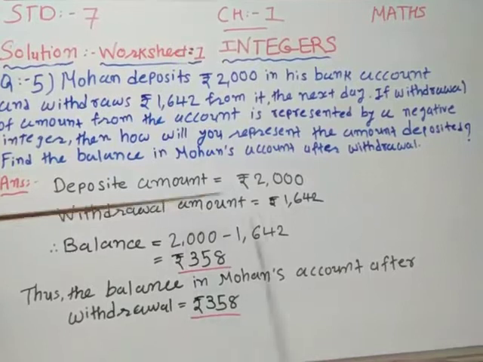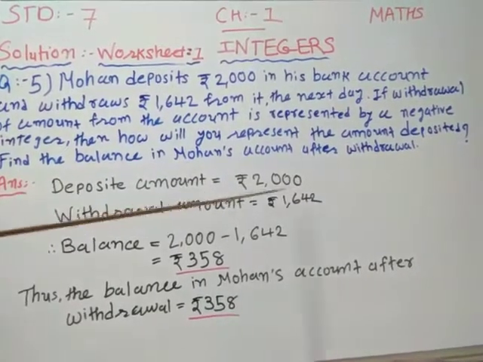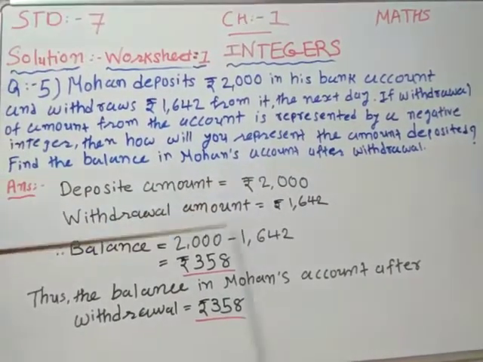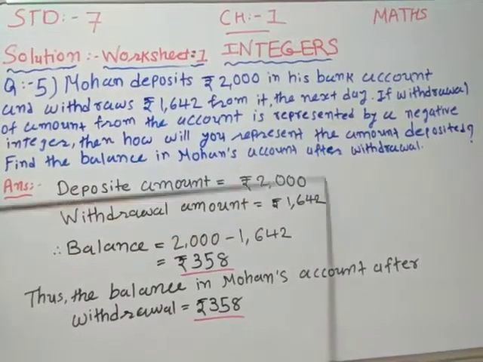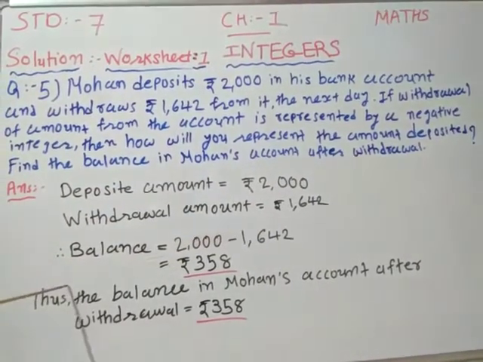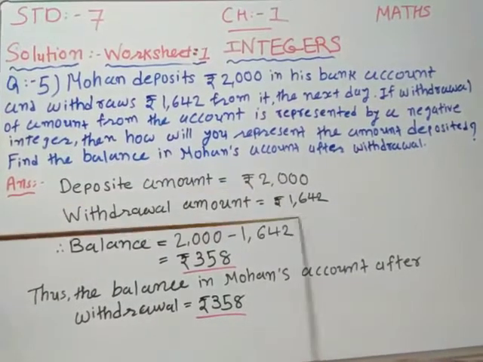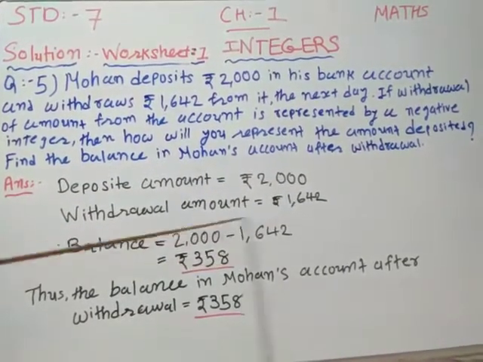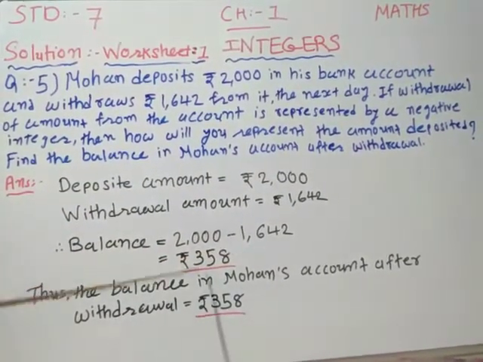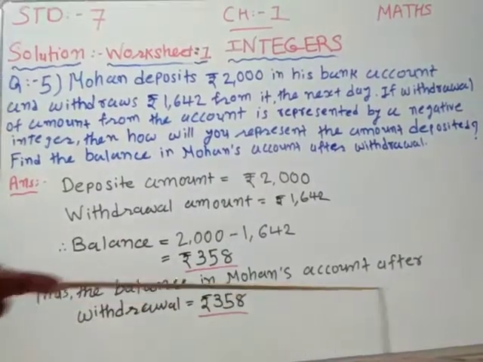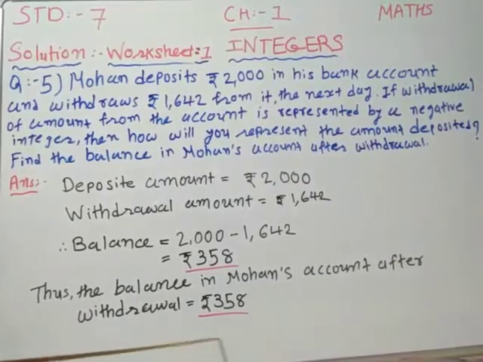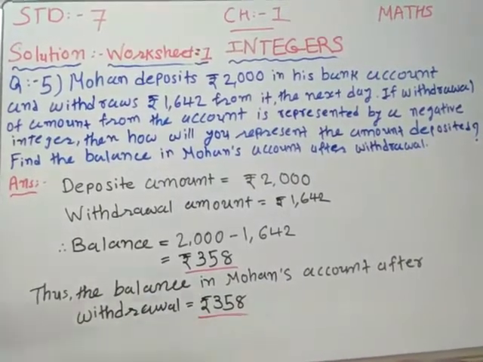The deposit amount is rupees 2000. From 2000 he withdrew rupees 1642. So you have to subtract this. Therefore the balance is equal to 2000 minus 1642, so it is rupees 358. Thus the balance in Mohan's account after withdrawal is equal to rupees 358.